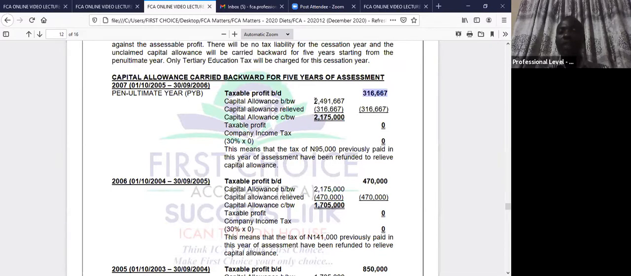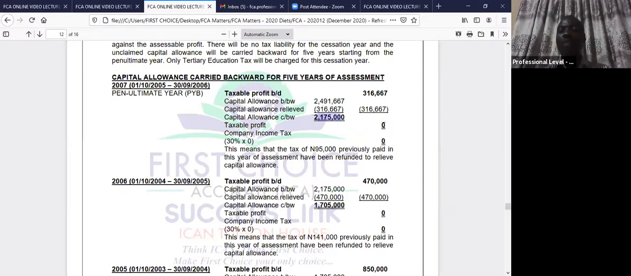Now look at your capital allowance brought backward. It is bigger than your taxable profit. So you are going to bring all these taxable profits to claim them. You are claiming it here, you're also claiming it here, you're writing it twice. The essence here is to get your taxable profit as zero. And this is what you are taking backward.